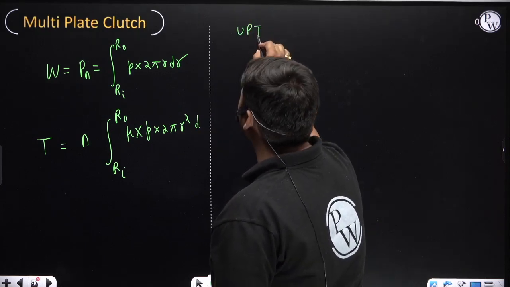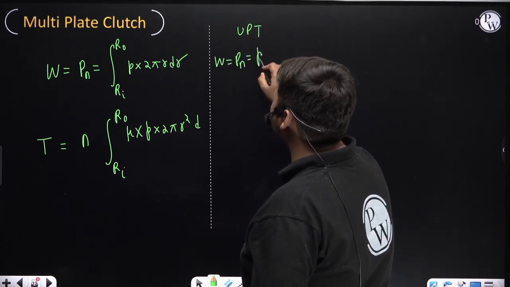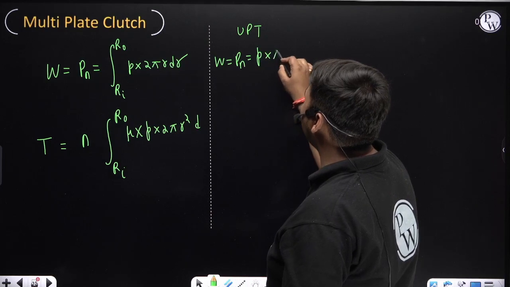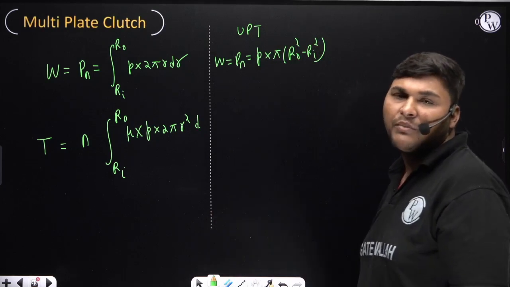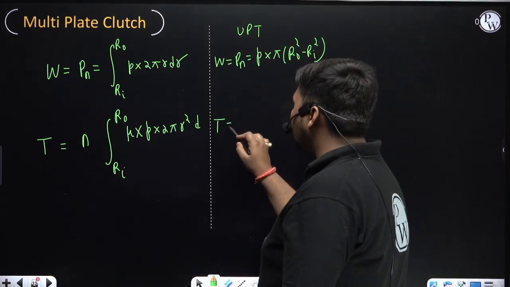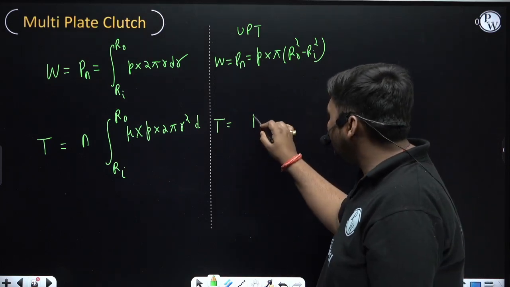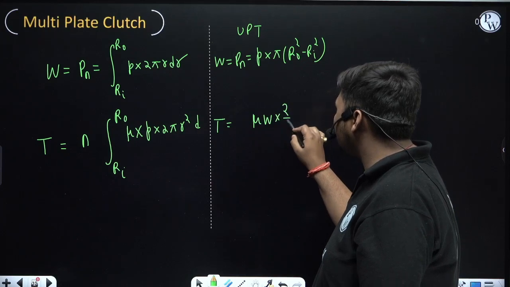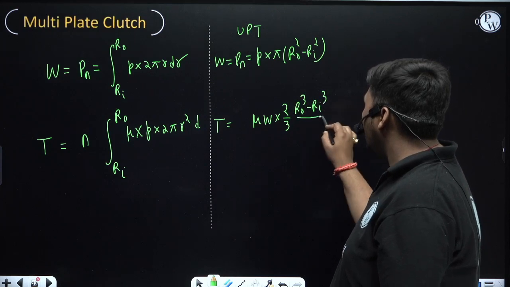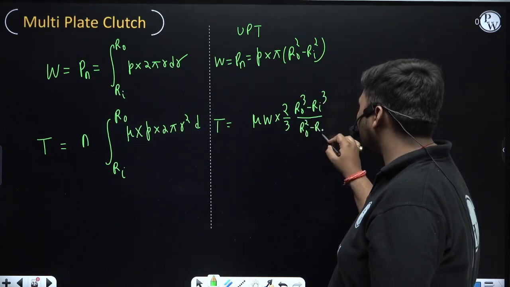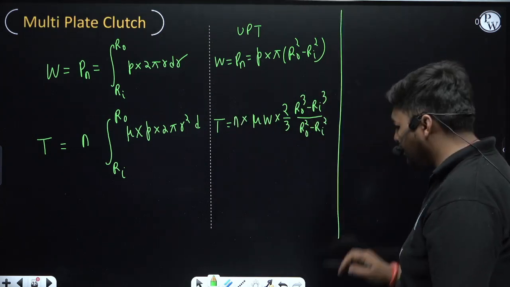Same conclusion for the uniform pressure theory: there is no change in the expression of W or Pn. For the uniform pressure theory, the formula of W is small p into pi times R0 square minus Ri square. The same formula will remain for W by uniform pressure. Now, the torque transmitted by uniform pressure theory for one pair of contacting surfaces is mu W into Rm, and for uniform pressure theory, Rm is 2 by 3 times R0 cube minus Ri cube upon R0 square minus Ri square. Now we will multiply this term by the number of pairs of contacting surfaces. So this is the conclusion for uniform pressure.